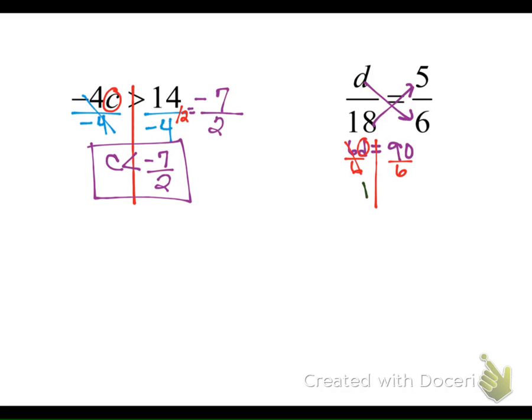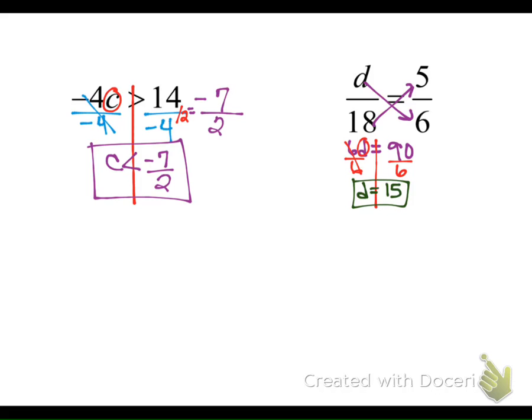Can I take 90 and divide it by 6 evenly? No? I don't have a calculator. Take 90 divided by 6. What do you get in your calculator? 15. So yeah, you can get it evenly. So d equals 15.